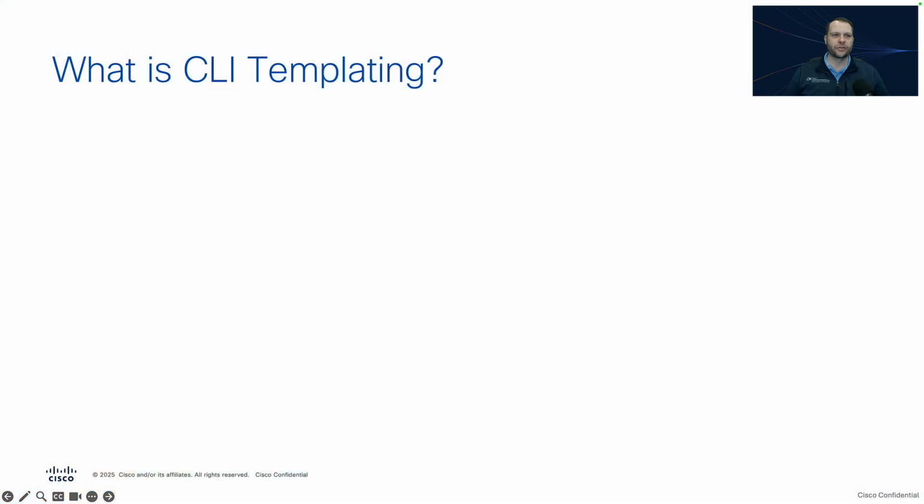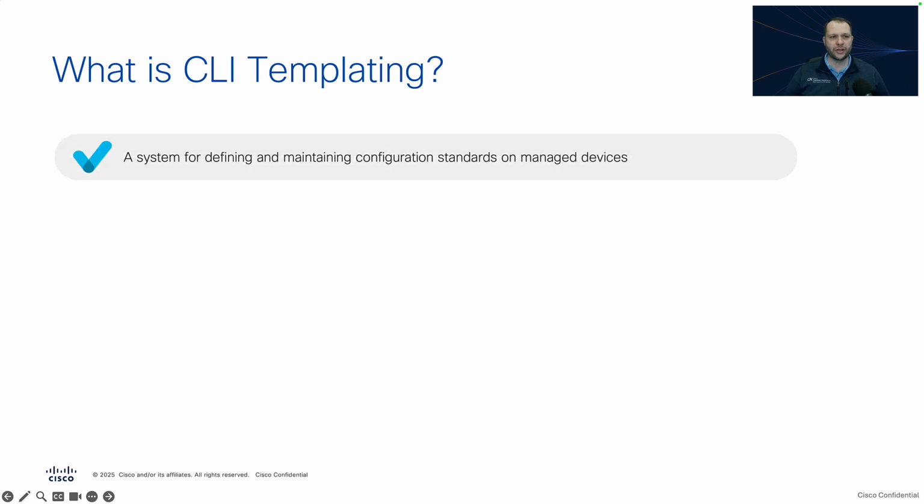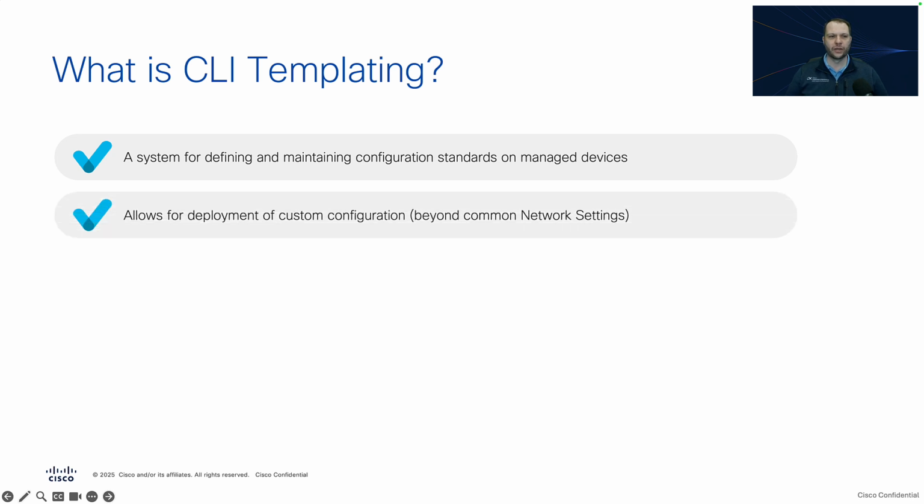So the first question is, what is CLI templating? Well, CLI templating is a system for defining and maintaining configuration standards on the devices managed in Catalyst Center throughout their life cycle. These CLI templates give you the flexibility to define custom configurations for your devices beyond what's available in just the common network settings page in Catalyst Center.